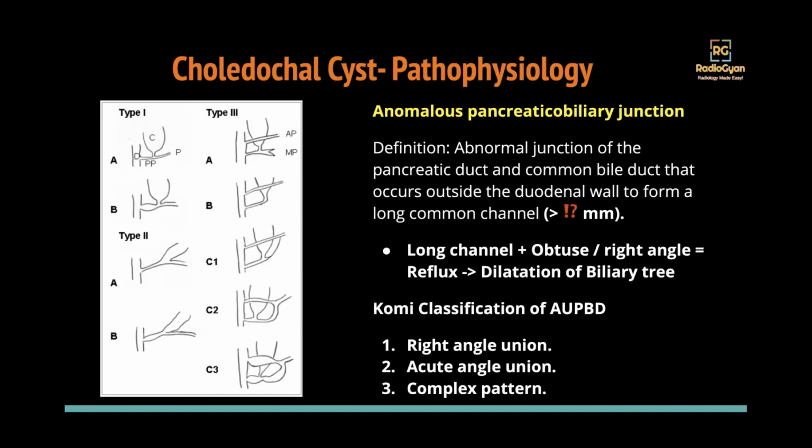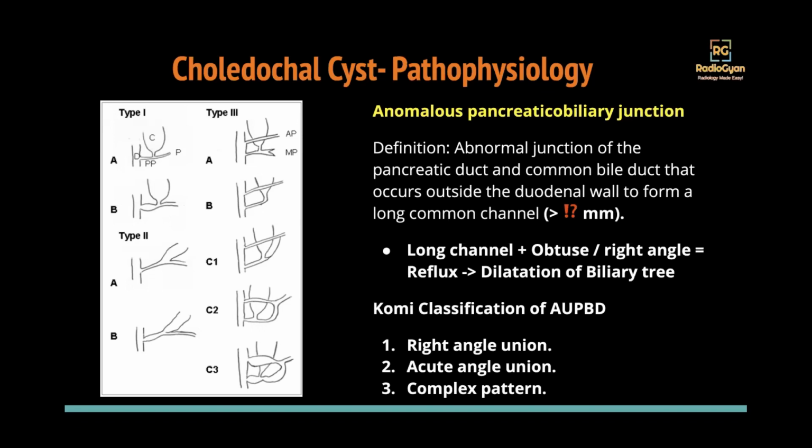Once they reflux into the bile duct, they can cause dilatation. And it's the same reason that choledochal cysts are a predisposing factor for cholangiocarcinoma, because pancreatic enzymes can cause mucosal necrosis, and that is one of the factors which leads to carcinoma in a choledochal cyst.